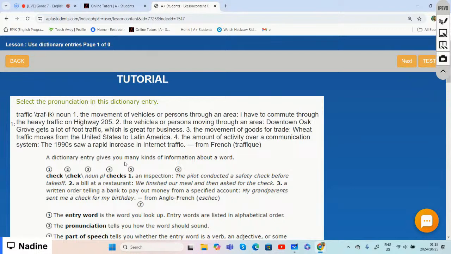All right. So we said what a dictionary entry is. We say that in a dictionary we have the word, the pronunciation, how you need to say the word. We have the different meanings. They'll even tell you what the plural form of that word is, right? And keeping in mind that words are in alphabetical order within a dictionary.